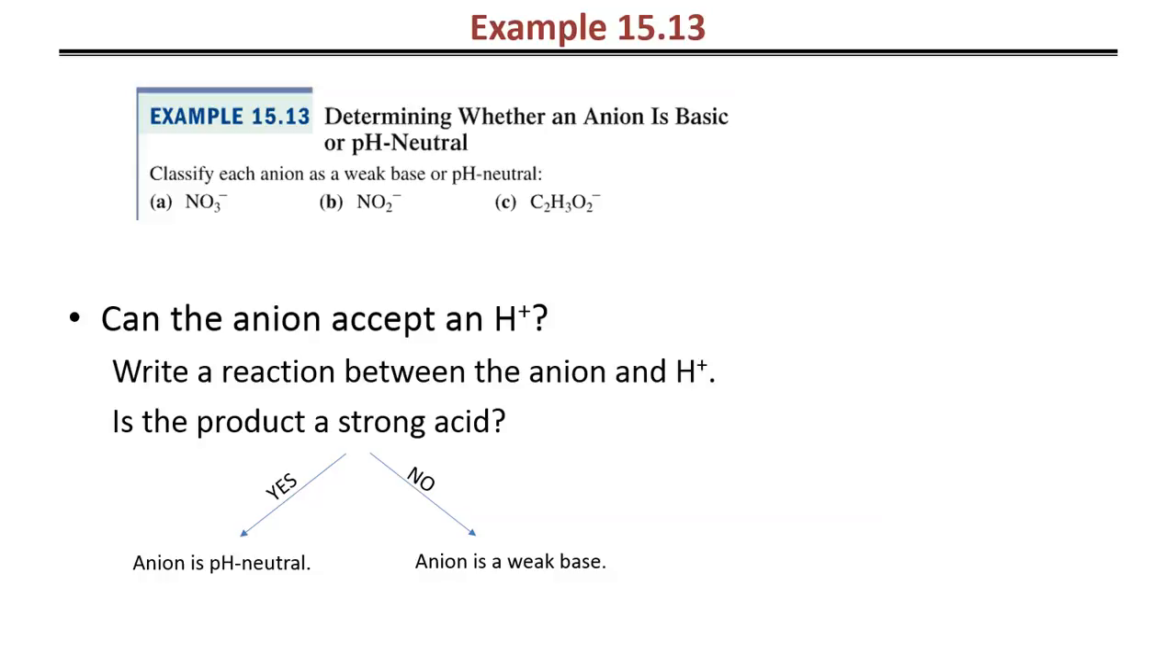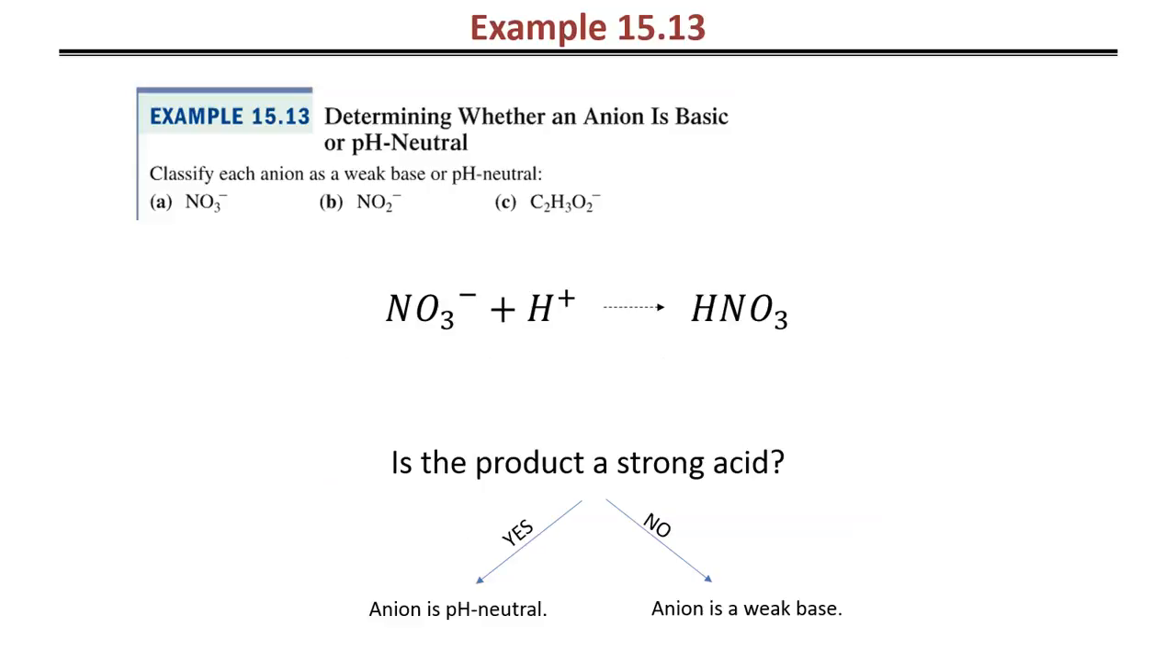I want to go through examples A and B with you to show you how this method might work for you. So the first question has to do with NO3-, that's the nitrate ion. I wrote a reaction with it and a proton, and I wrote a generic dashed arrow because I'm not committing to what type of arrow I would show yet. What I make is nitric acid. The question is, is the product a strong acid? Answering that question will help you answer the question from the example, which is to classify each anion as a weak base or as a pH neutral species.